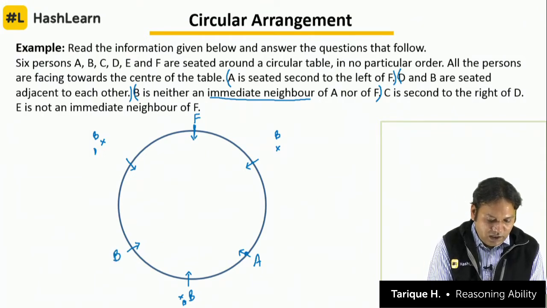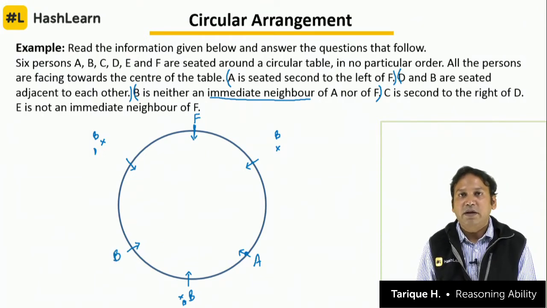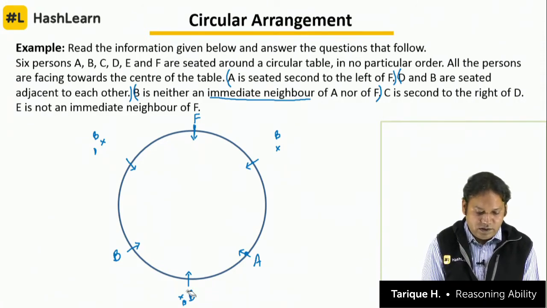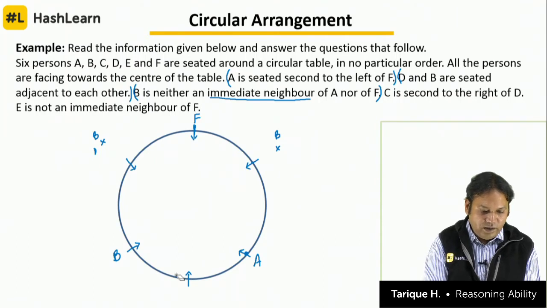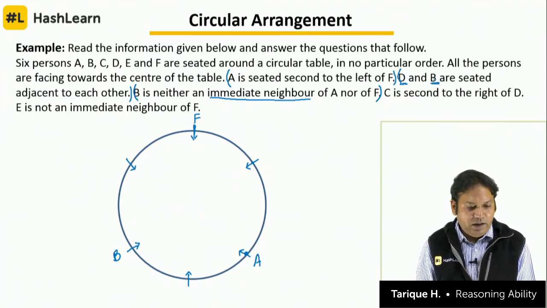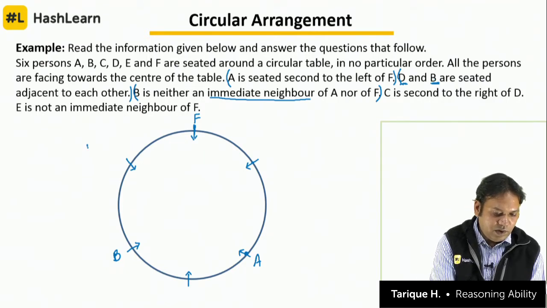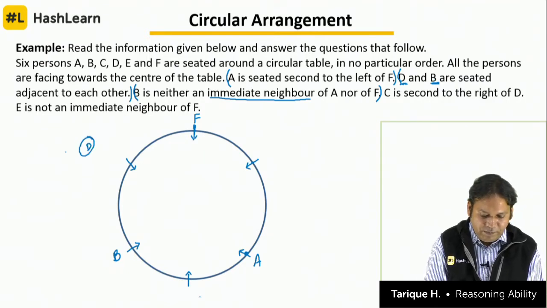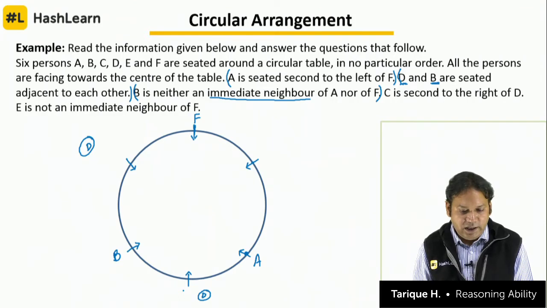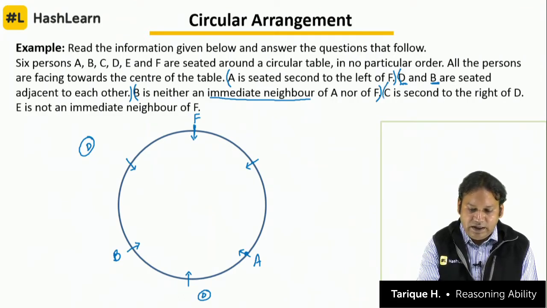B is definitely in this position. That we have got to know now. So we'll just remove this thing. We have found out the position of B. Now what we know from the previous clue is that D and B are seated adjacent to each other. So there is one option of D going this side or the other option of D going this side. D cannot take any other position. These are the two positions D can take, and C is second right of D.